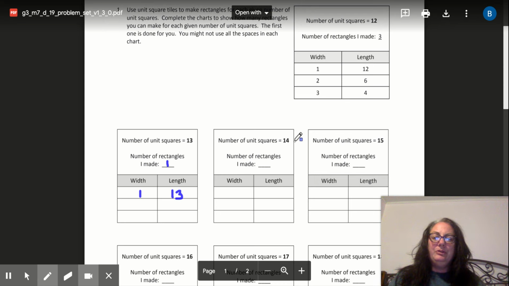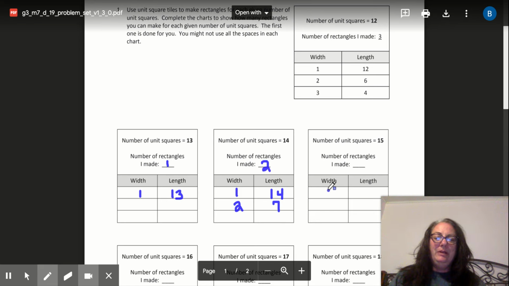Now, number of unit squares to make 14. We have 1 times 14. 2 will go into 14 by multiplying by 7. How about 3? No. 4? No. And we go on down, and 5, 6, 7, 8, or 9 cannot go into 14. So we made 2 rectangles there.